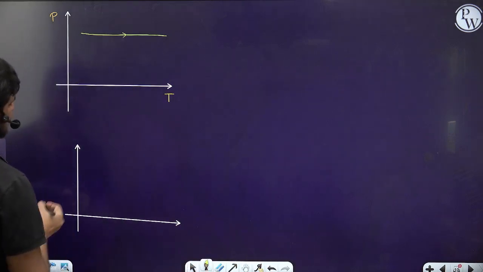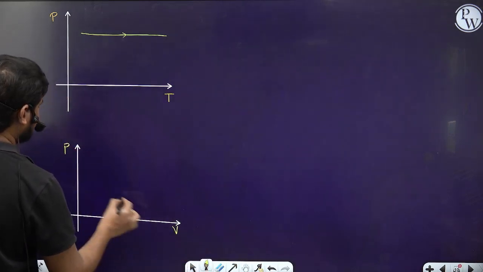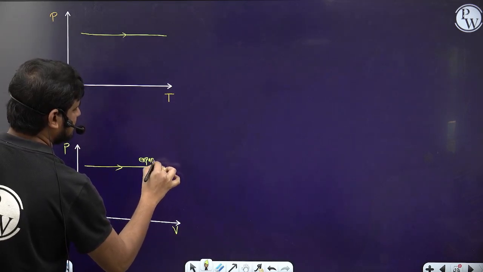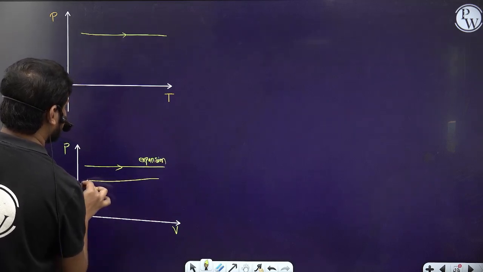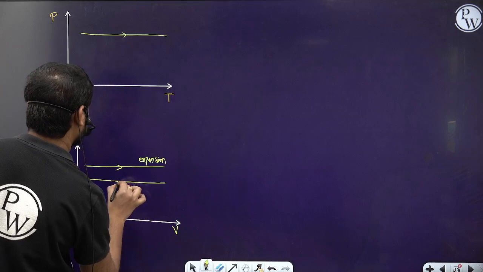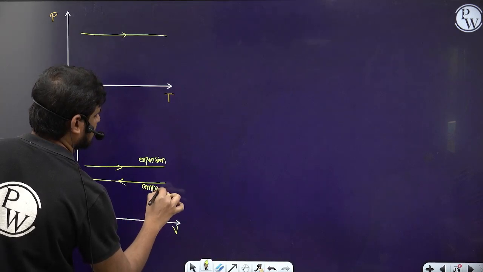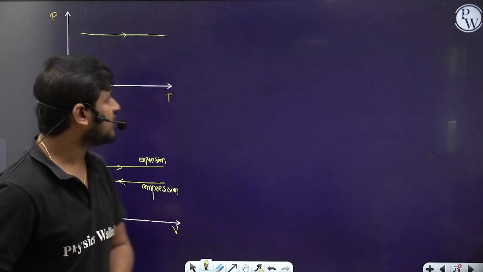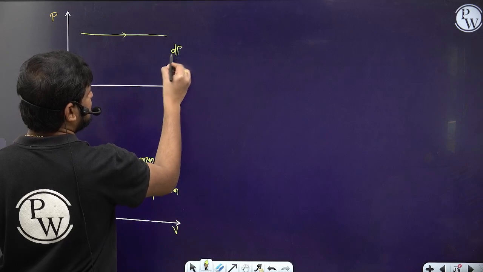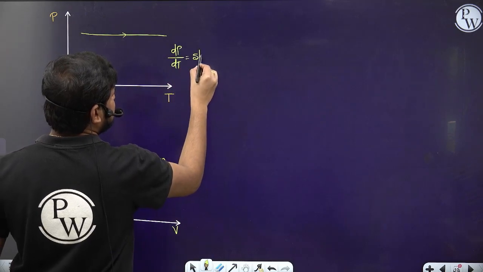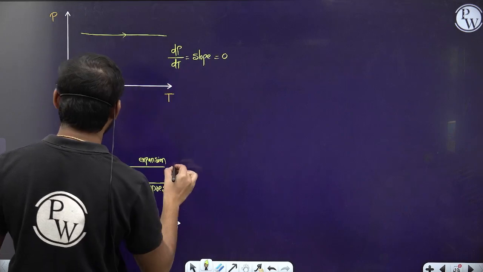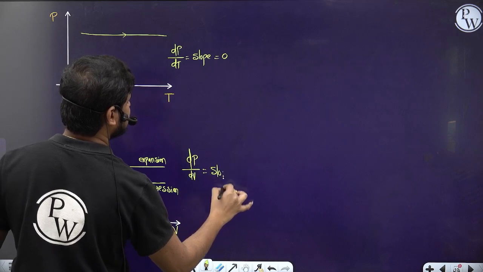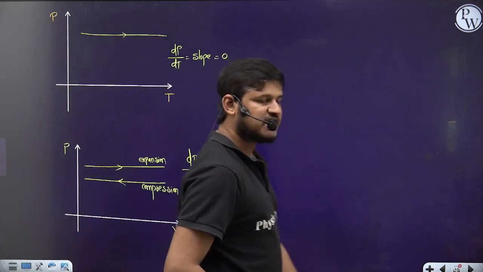So what is the PV curve? As the volume increases, the pressure is going to be constant. This is in the case of expansion. Now this is in the case of compression. Done. If it is a horizontal line, the slope will be 0. So dP by dT, which is the slope, is equal to 0. And here the slope dP by dV is also equal to 0 in this case. Clear guys? Understood the graphs?